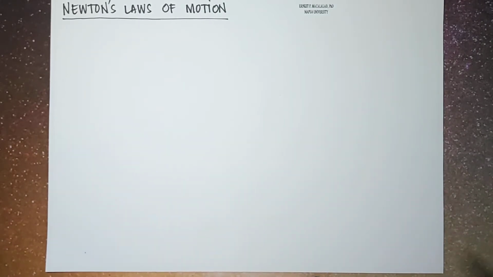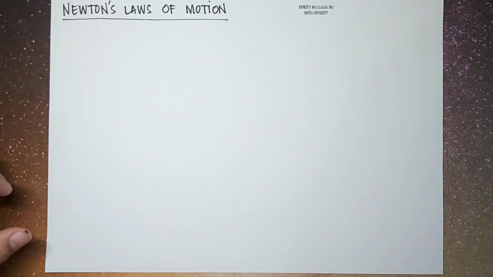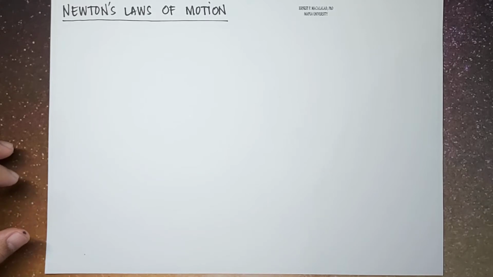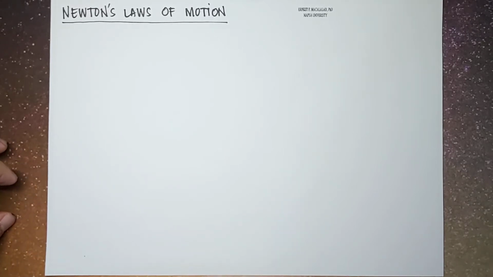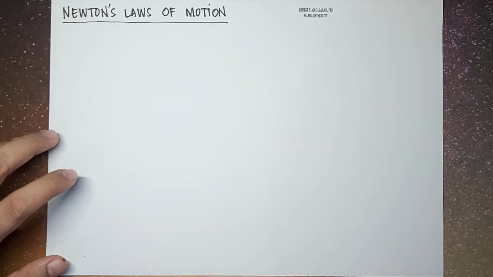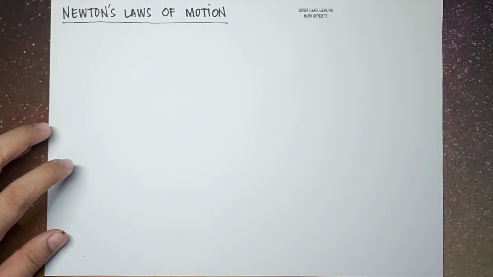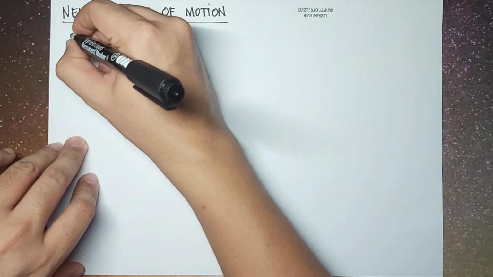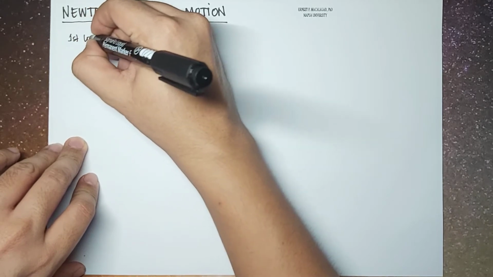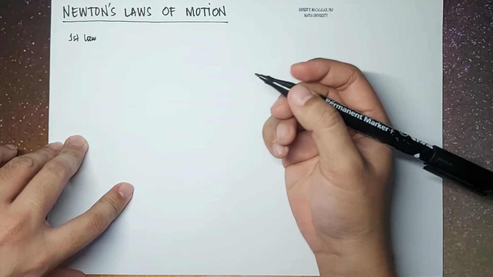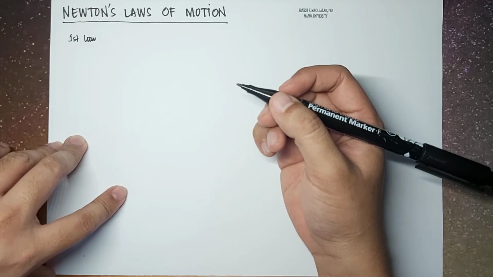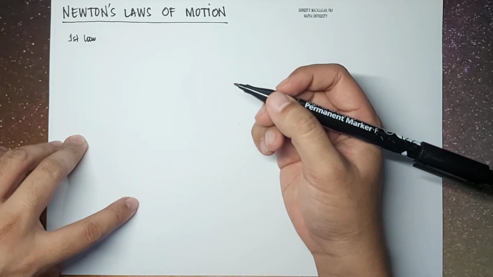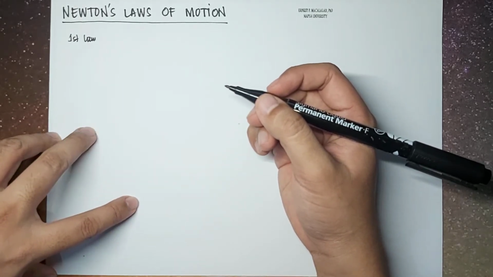Okay, so we already know from our university physics class that there are three laws of motion formulated by Isaac Newton. Now these are the law of inertia, the law of acceleration, and the law of interaction. So the first law basically states that a body remains at rest or in uniform motion unless acted upon by a force.